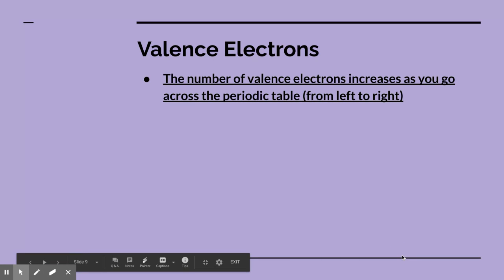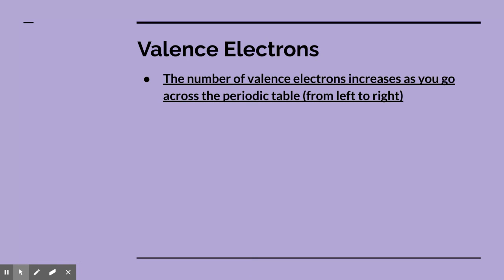So to continue this idea, the number of valence electrons increases, if you notice, as you move across the periodic table from left to right.